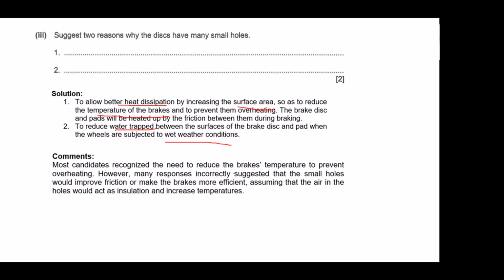And so the need to reduce the brake temperature was good. To prevent overheating was recognized. Many students suggested that small holes increase the friction, make it more efficient, or that they act as insulator at increased temperature, which was wrong.